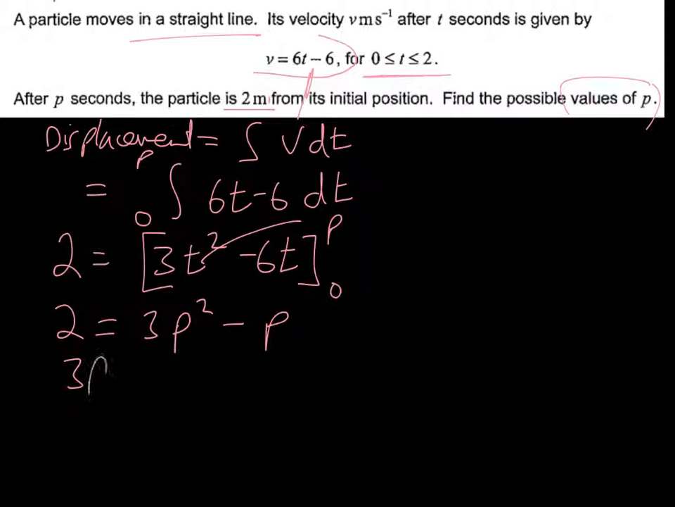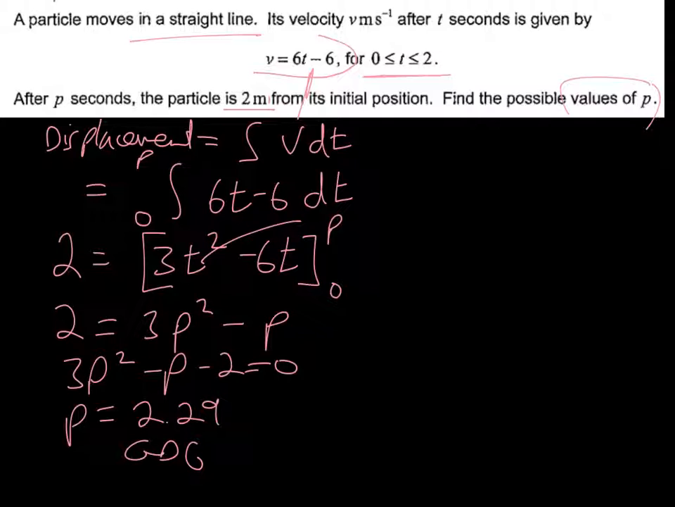So we end up with a quadratic 3p squared minus 6p minus 2 equals 0. Now if you solve that using your GDC, you get a value of p equal to 2.29 using the quadratic solver. However, we are told that the values of time we're interested in here, or the domain for the time, is between 0 and 2, so this is not a valid solution. So we must have missed something.